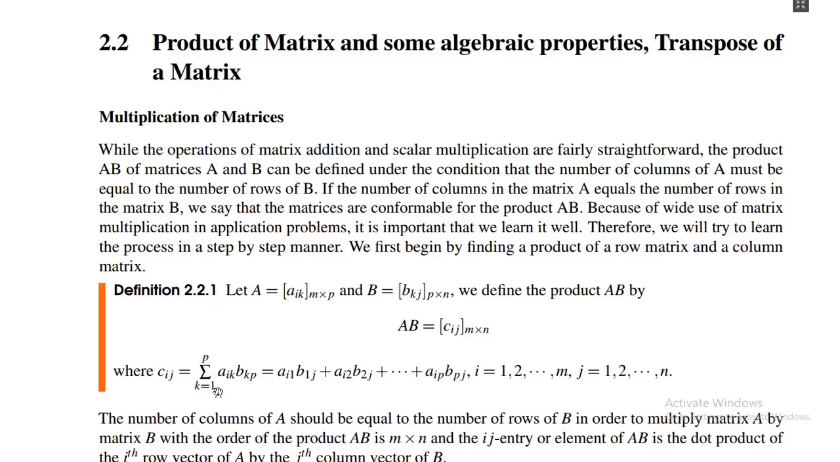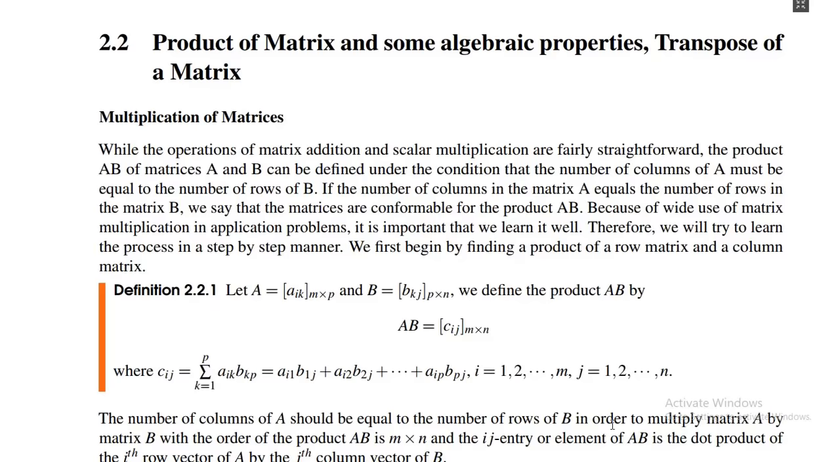This is the same as where k is 1, where k is 2, and then adding them, we have that Cij as ai1b1j plus ai2b2j plus aipbpj, where i equals 1 to m and j equals 1 to n. Then the number of columns of A should be equal to the number of rows of B.